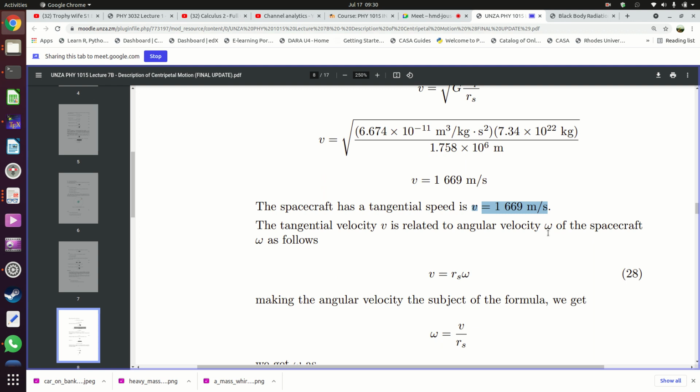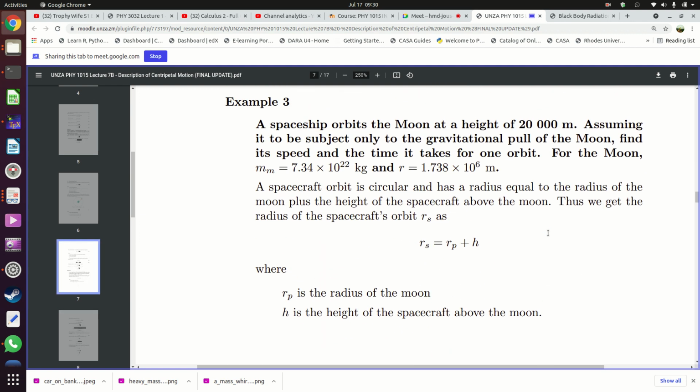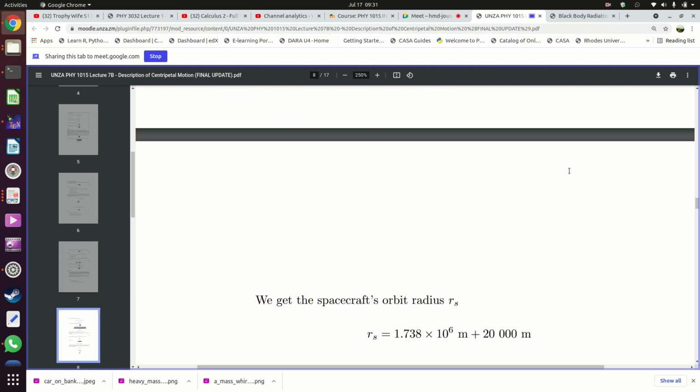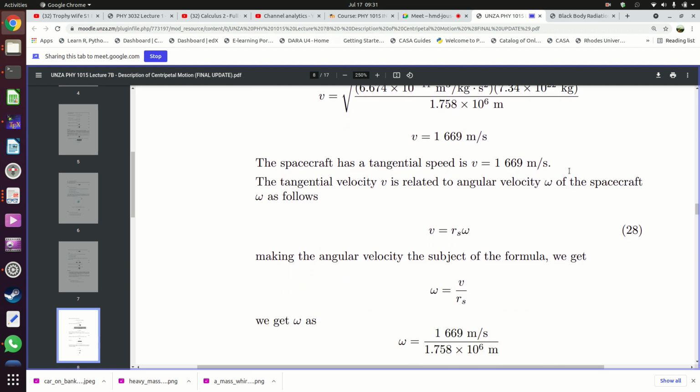Yes, sir. Okay. The other question we need to answer is how fast, the time it takes for one orbit. Now, one orbit is a spacecraft going round in 1 cycle. So basically, how much time does it take for this spacecraft to do one revolution? For one revolution, the angular displacement is known. It's just 2 pi radians.